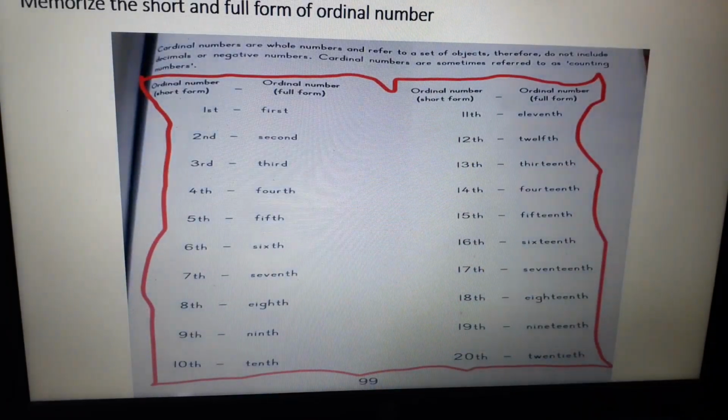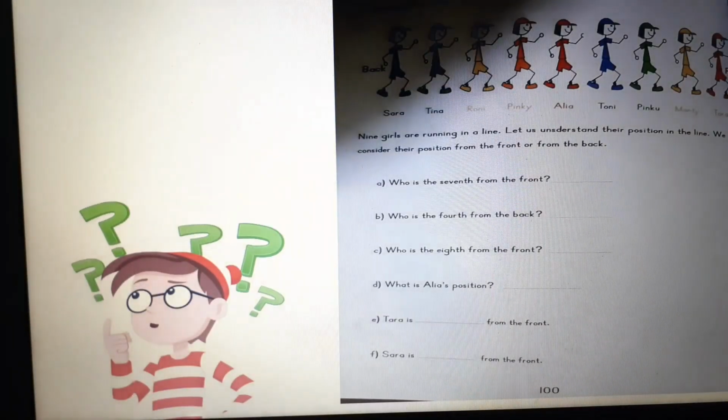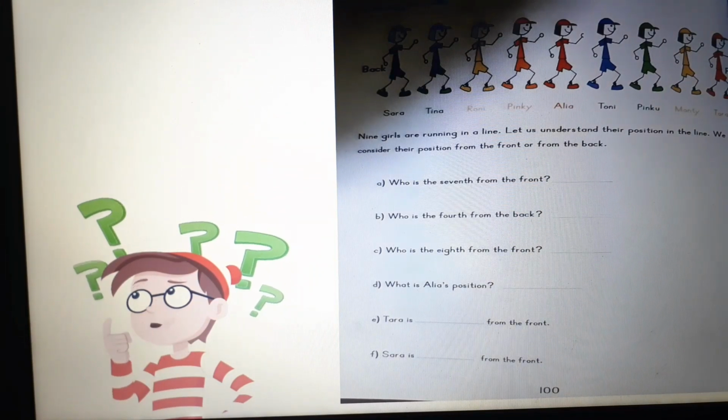Now follow the book, page 99, and look at the screen. Here I have marked the space. This page is very important for this chapter. You have to memorize all these numbers, the short and full forms from page 99. Now let's move forward. Go to page 100. Be ready for the exercise.